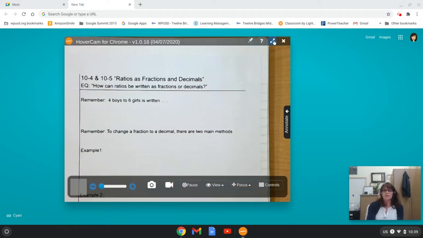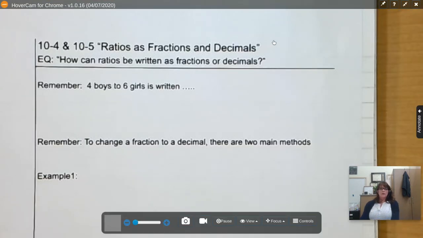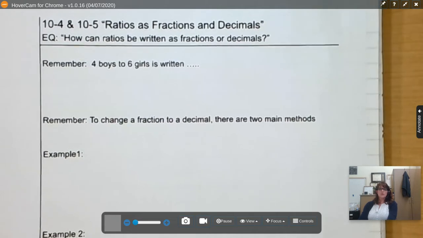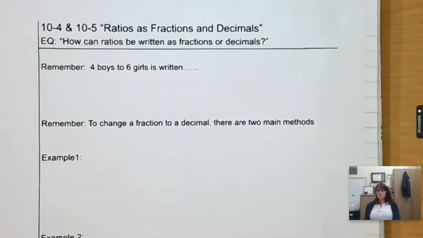One more lesson that I'm recording today, and that is we're going to look at ratios as fractions and decimals. So last week we spent all of our ratio time either focusing on the three different ways that they can be written or focusing on them as fractions. And I will tell you that I do like writing ratios as fractions best.